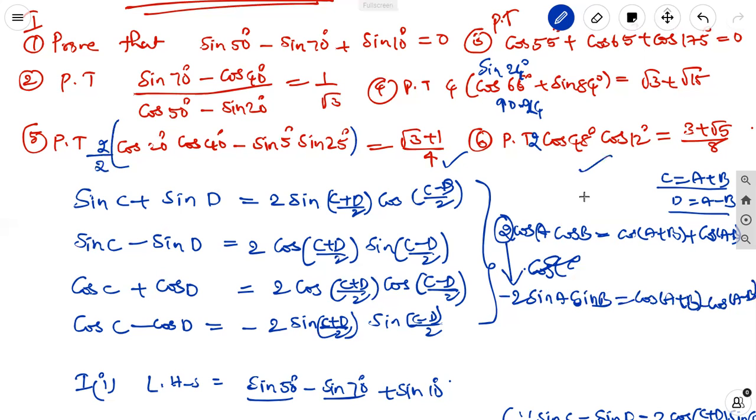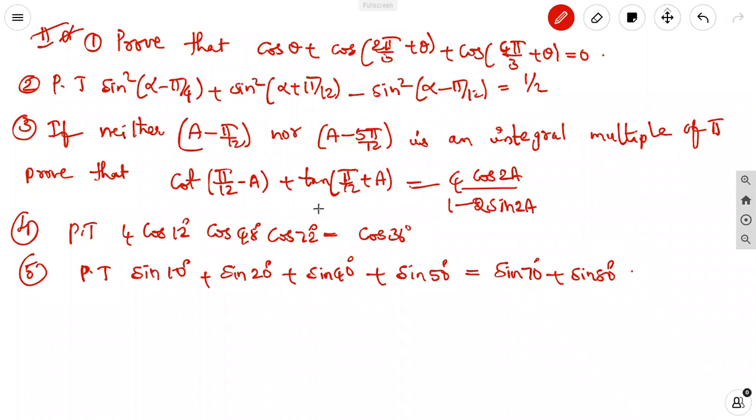We write it as. These three are homework. 3 or 4 are homework. You can practice it and apply how to simplify. Okay, these are very, very important for 4 marks questions.